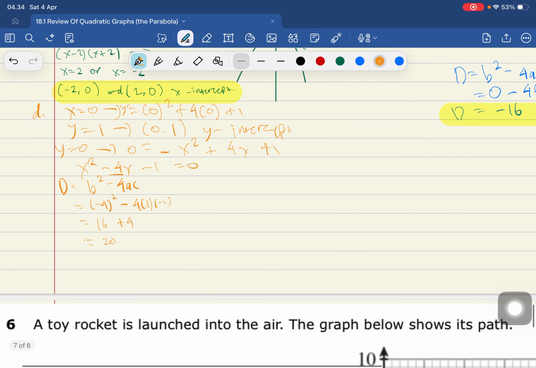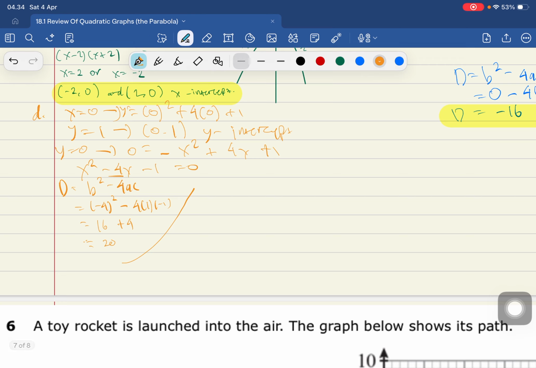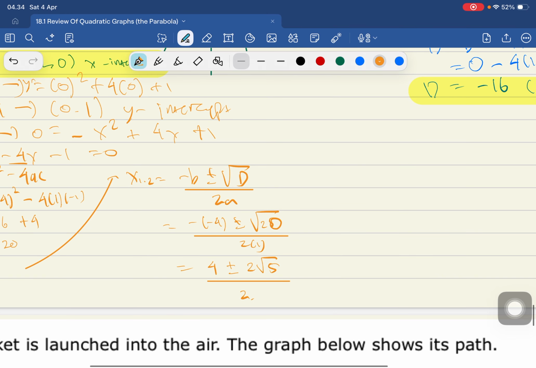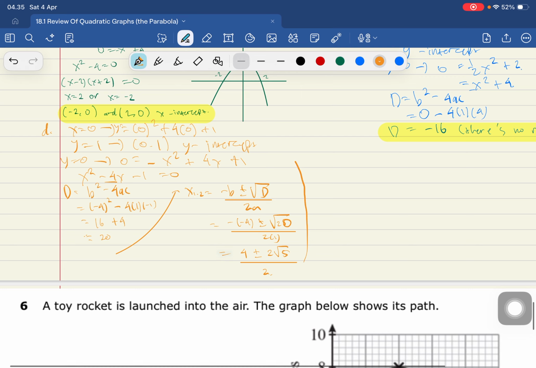Okay, we can find it. So x1 and x2 equal minus b plus or minus the square root of the discriminant, divided by 2a. So it's going to be minus negative 4 plus or minus the square root of 20, divided by 2 times 1. It's going to be 4 plus or minus, and we can simplify to 2 square root of 5, and divide by 2. Okay, let's make it here.